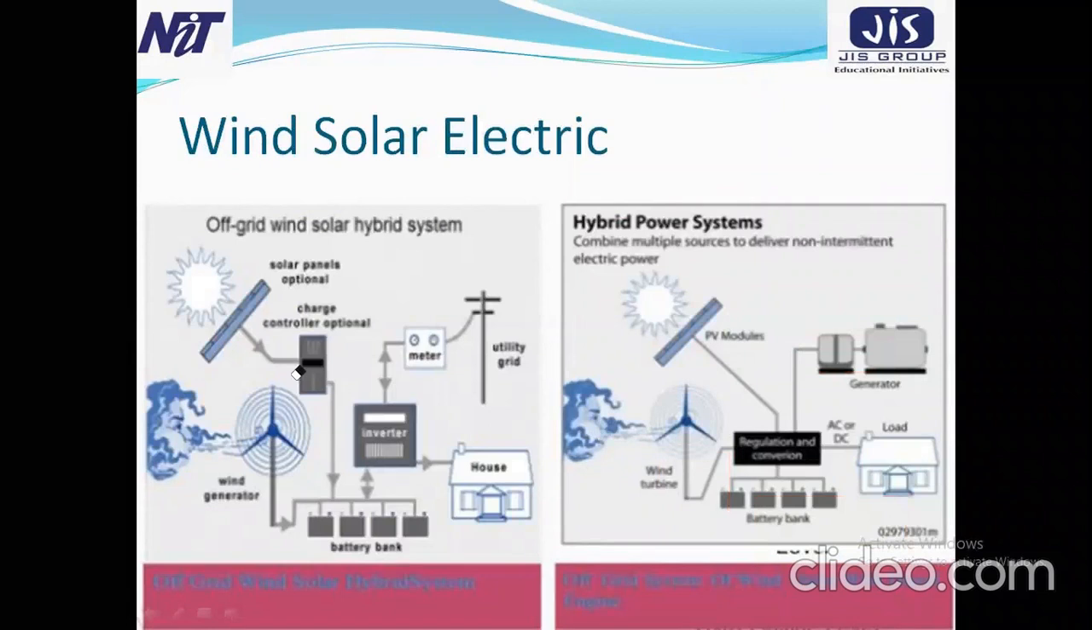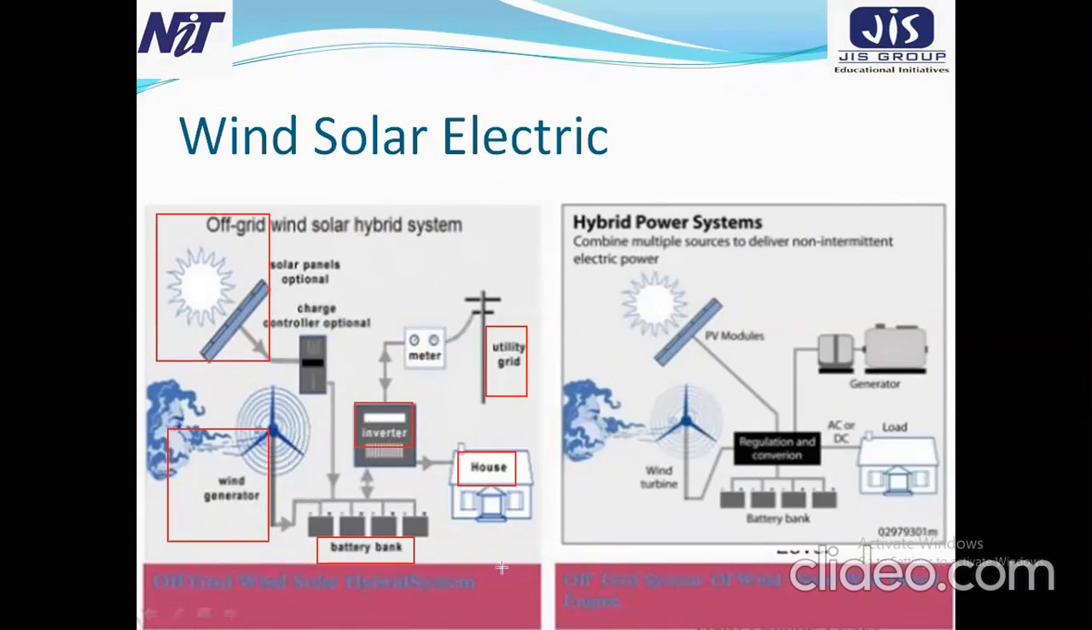Now this one is the wind solar electric system. Wind solar electric means it's a hybrid system. Hybrid means both are connected. How are both connected? Look here, the wind generator. In this figure, a wind generator is connected, and also a solar panel is connected. They are both connected directly to the battery bank. From the battery bank, the inverter is also connected, and from the inverter we are converting DC to AC power, and then through the meter it is going to the utility grid, and for household purposes we can use this power as AC power.